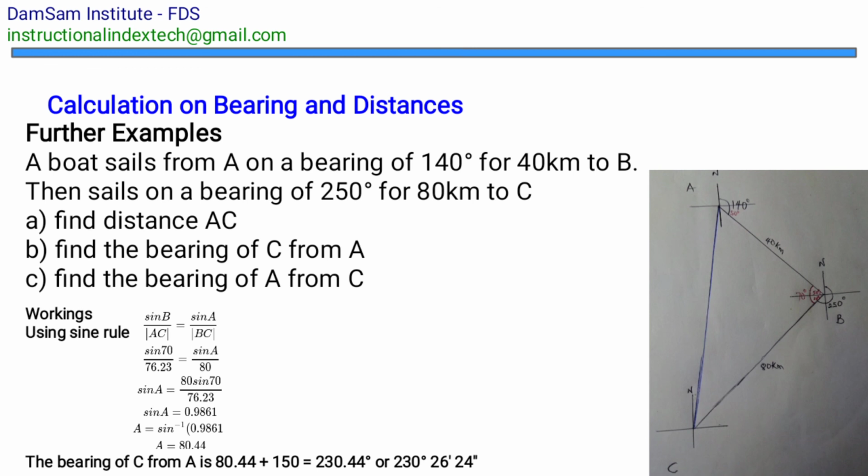Do not forget that we are not concluded yet. We have to add 140. Sorry, that should be 140. So we have to add 140, the angle that is coming from the north that touches that direction from B, because that is what we are adding together to make it complete, to meet the blue line, which will form the bearing of C from A. So we're going to add 80.44 plus 140. And when we do that, we're going to have 220.44. That should be corrected.